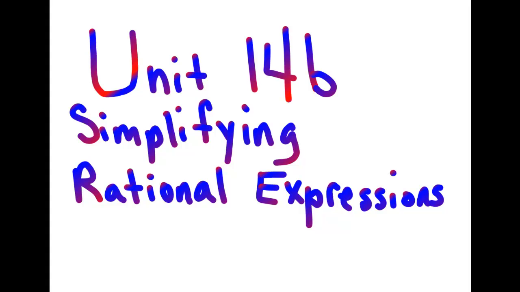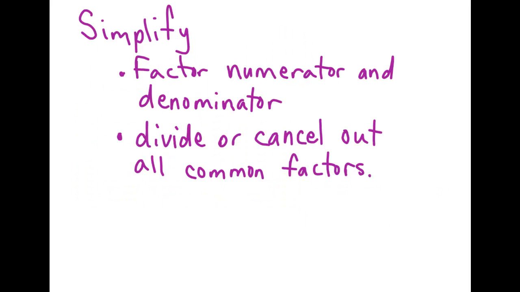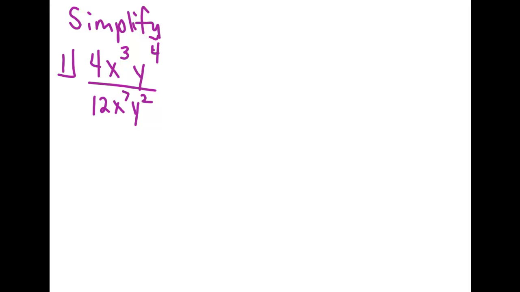We continue Unit 14b, Simplifying Rational Expressions. To do this, we factor the numerator and the denominator completely, and we divide or cancel out all common factors. Let's look at example 1: 4x cubed y to the 4th, divided by 12x to the 7th y squared.